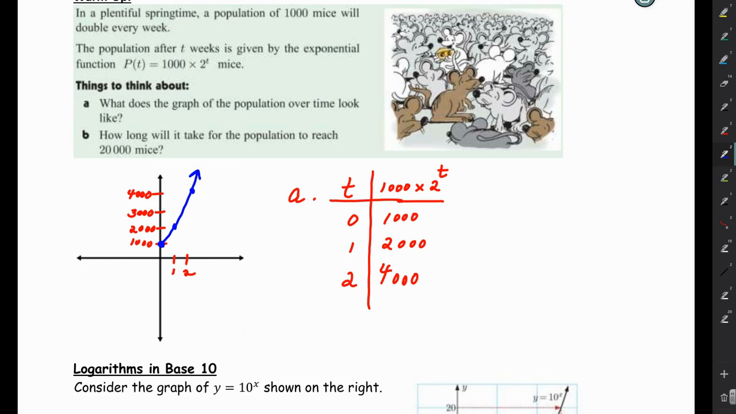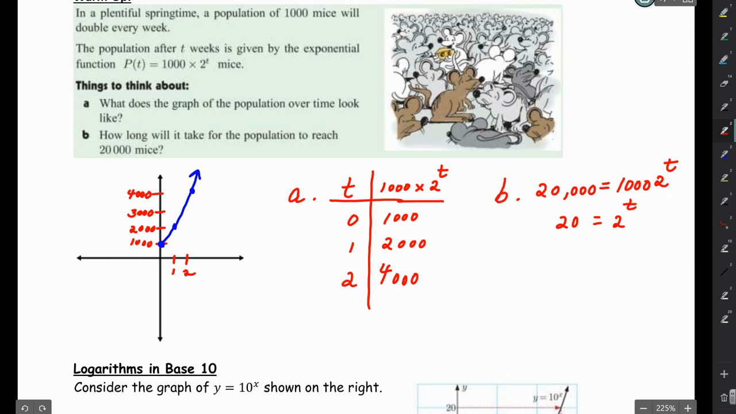And then part B says, how long will it take for the population to reach 20,000 mice? So we want to know, when is the output value of this function going to be equal to 20,000? Now you could certainly try to do this in your graphing calculator, but I just feel like algebraically this particular problem is easier. If we divide 20,000 by 1,000, we're going to get 20 equals 2 to the t.